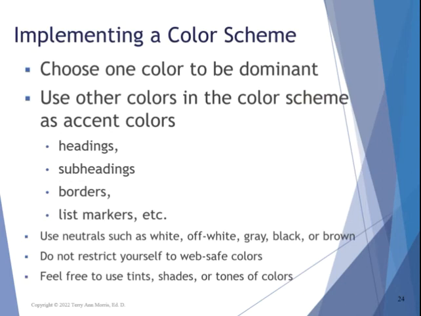Implementing a color scheme. To implement a color scheme, you need to make one color dominant and other colors in the color scheme as accent colors, such as headings, subheadings, borders, list markers, and so on. Use neutrals such as white, off-white, gray, black, or brown. Do not restrict yourself to web-safe colors and feel free to use tints, shades, or tones of colors.